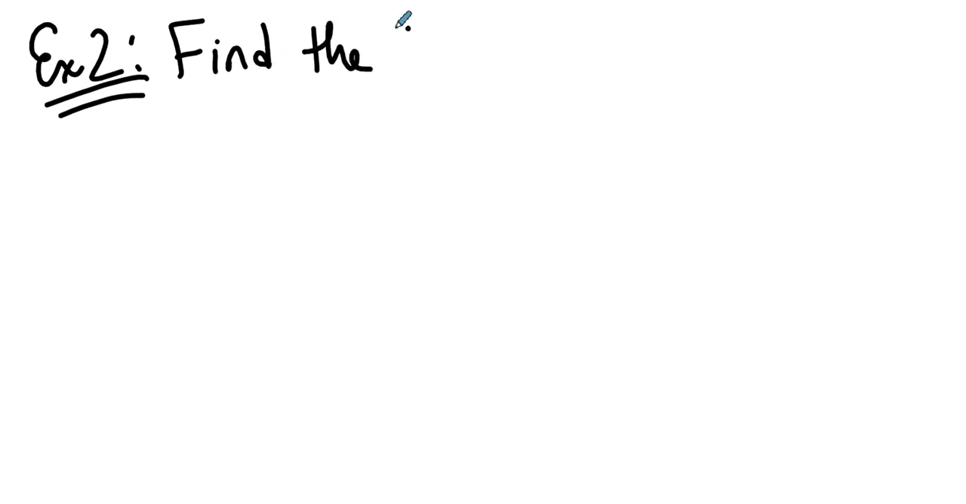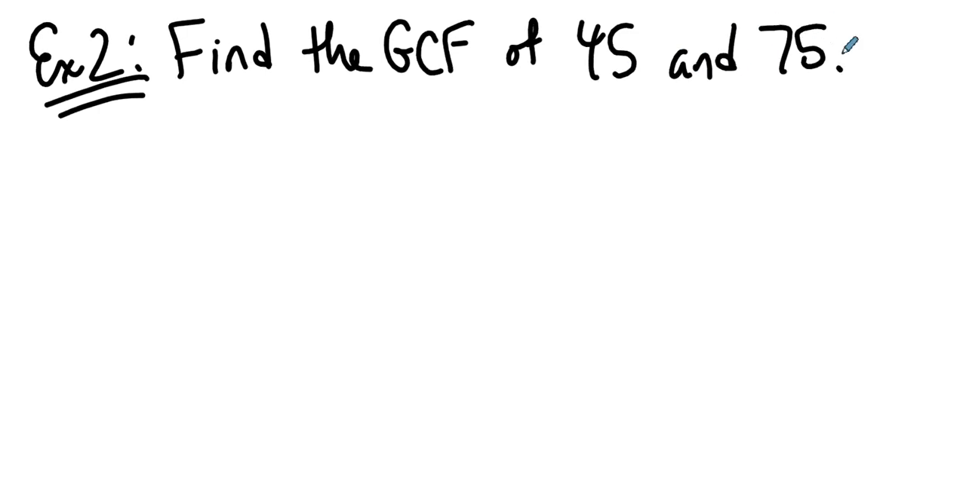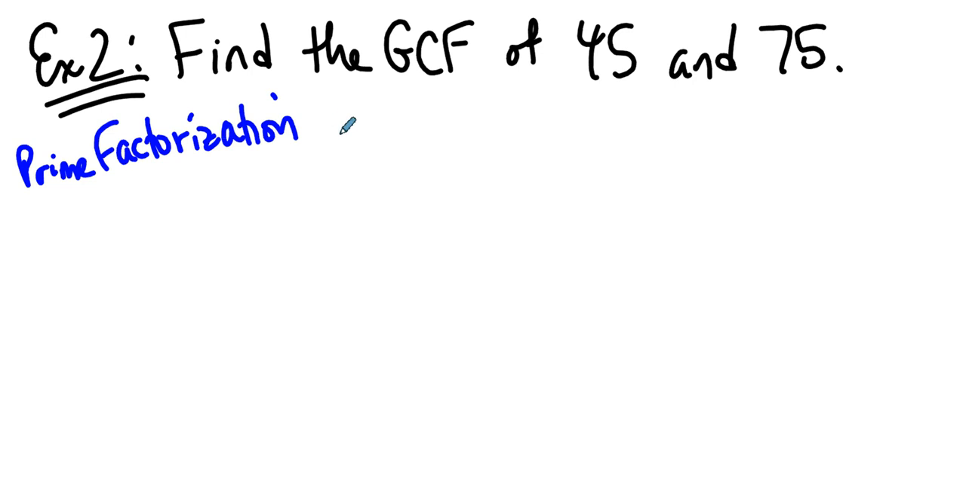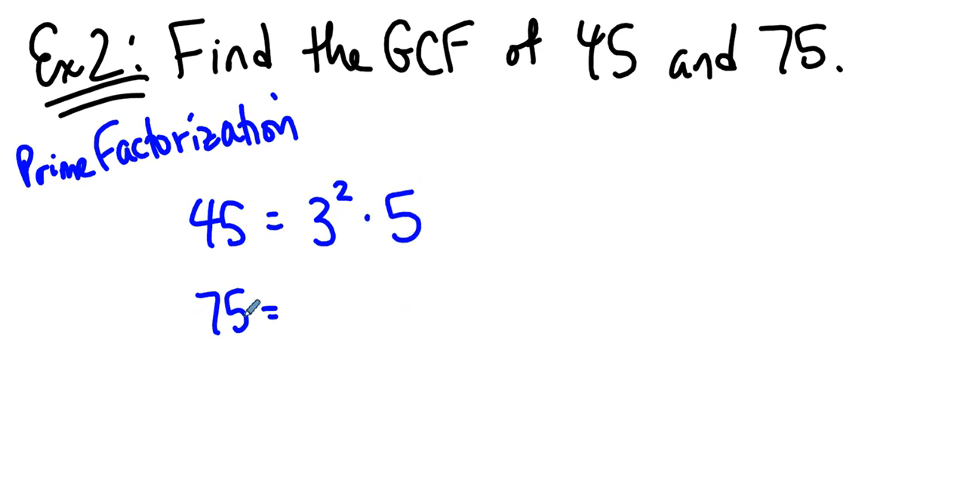Let's find the greatest common factor of 45 and 75. This time, let's highlight the prime factorization method. The prime factorization method is so called because we find the prime factorizations of those two numbers. Why? Because the prime factorization breaks the thing down into the Lego blocks that make up the number. And we find out that 45 is made out of 2 3s and a 5. 75 is made out of a 3 and 2 5s.